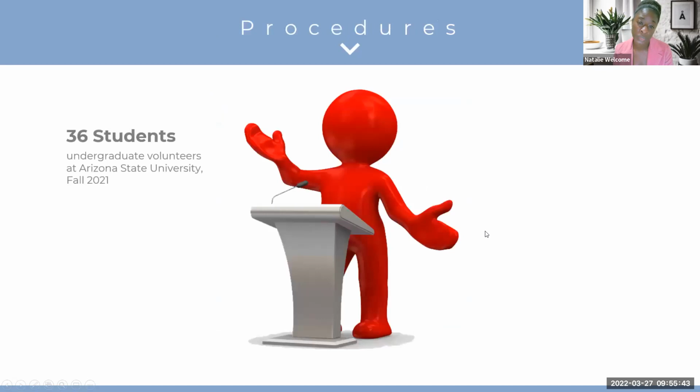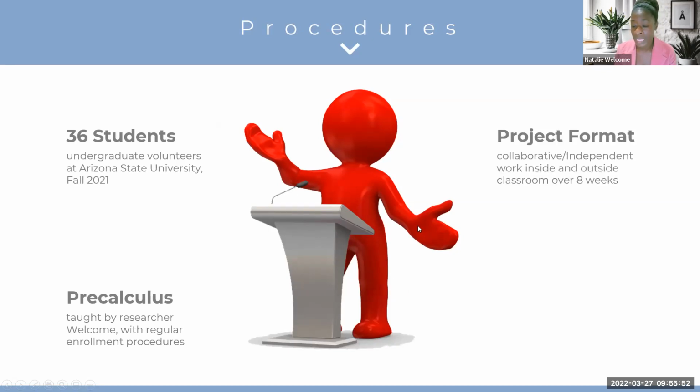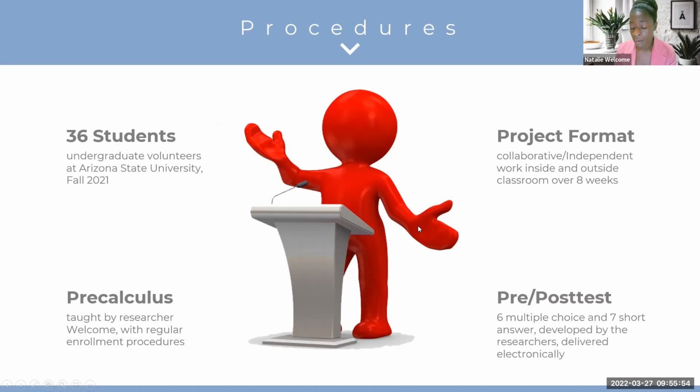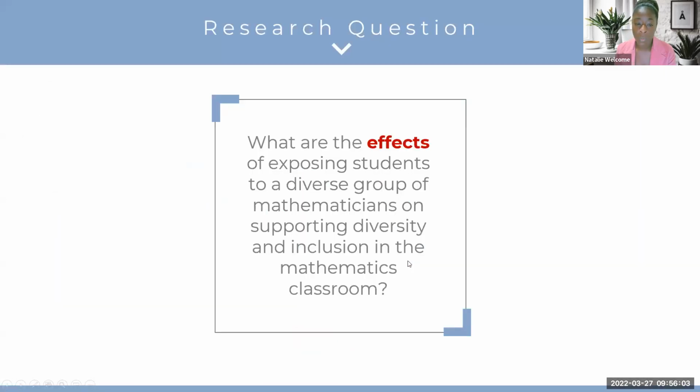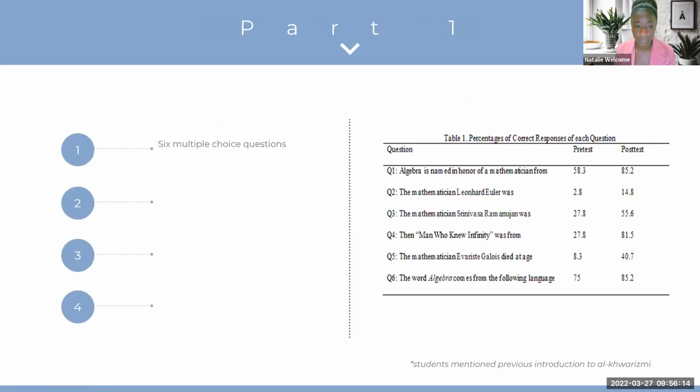So this is what we're going to do in our research procedures. We have 36 undergraduate students in a pre-calculus classroom, and we assigned a project in and out of classroom work, and we gave a pre-test and a post-test to understand the effects of exposing students to a diverse group of mathematicians to support diversity and inclusion in the mathematics classroom.